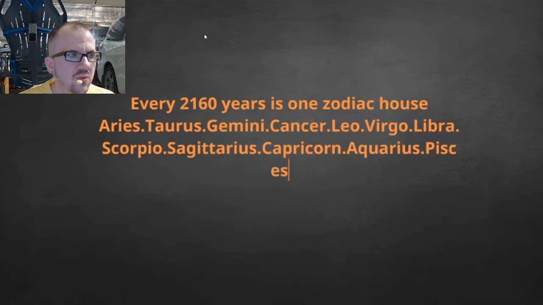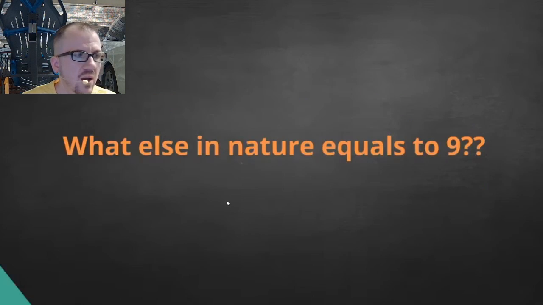All right. Every 2160 years is one zodiac sign. It's one zodiac house. Aries, Taurus, Gemini, Cancer, Leo, Virgo, Libra, Scorpio, Sagittarius, Capricorn, Aquarius, and Pisces. Each one of these is 2160 years. And when you multiply that times 12, you end up with 25,920.